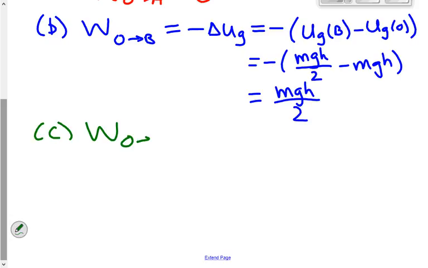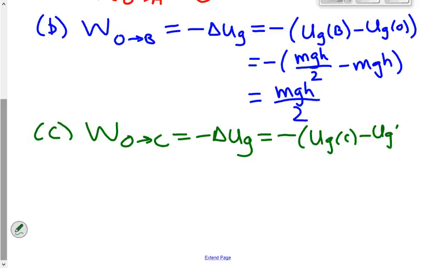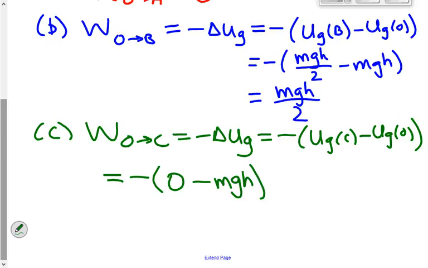So part C is the work done by the gravitational force as we go from the original point to point C. So again, negative delta UG, again, negative UG of C minus UG at the original point. What did we say the gravitational potential energy was at point C? 0. And then the gravitational potential energy at point 0 was MGH. The negative signs cancel, and we get MGH.